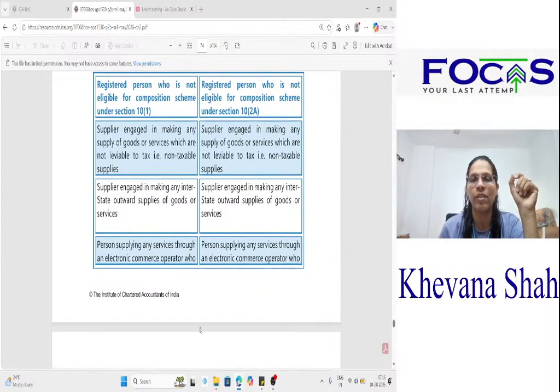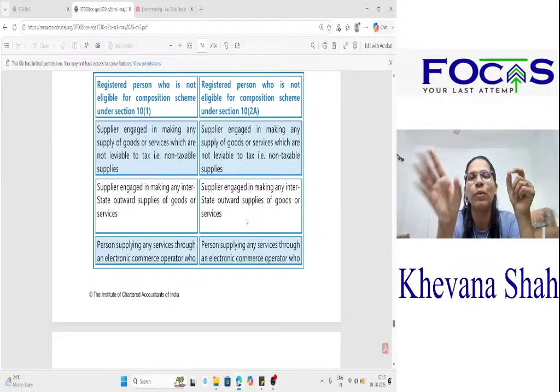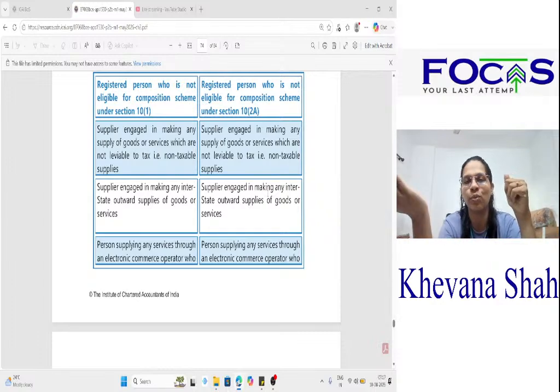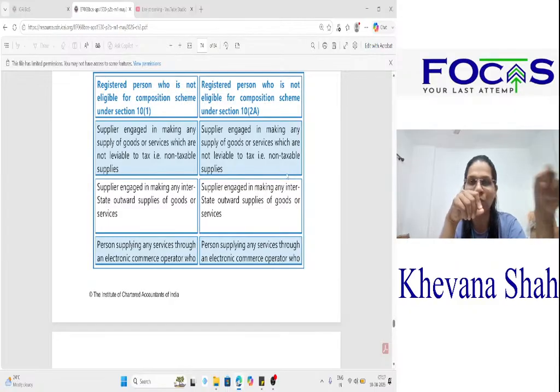Then the next point we have is: supplier engaged in making any interstate outward supplies of goods or services. Again, this is a common point for both section 10(1) and section 10(2)A. So if you are a supplier making any interstate supplies, it can be supplies of goods or supplies of services. The important point to remember is that if you are engaged in any interstate supply, that is from one state to another state or from one state to another union territory, then you are ineligible to opt for the composition scheme.